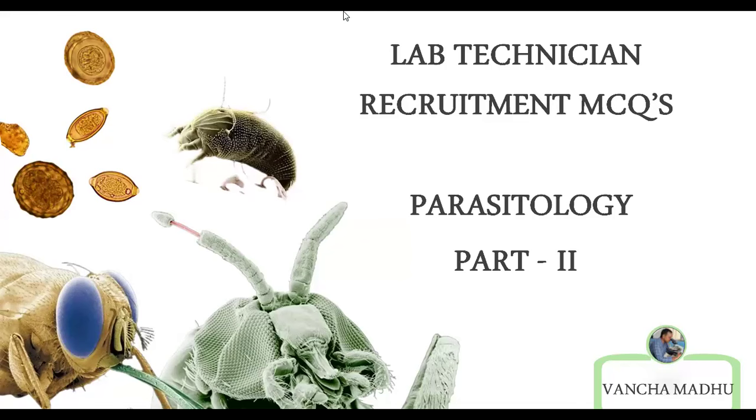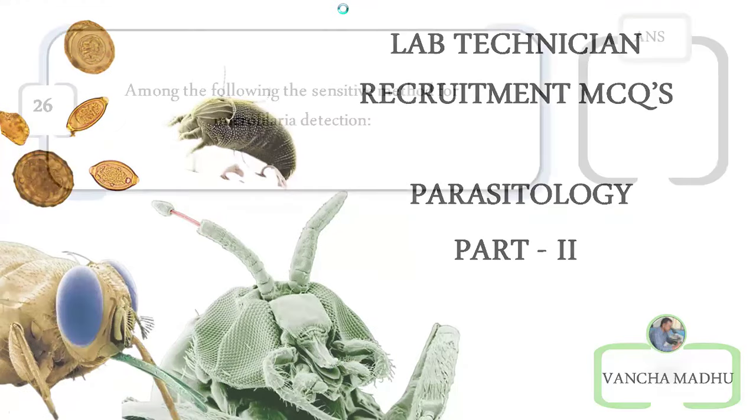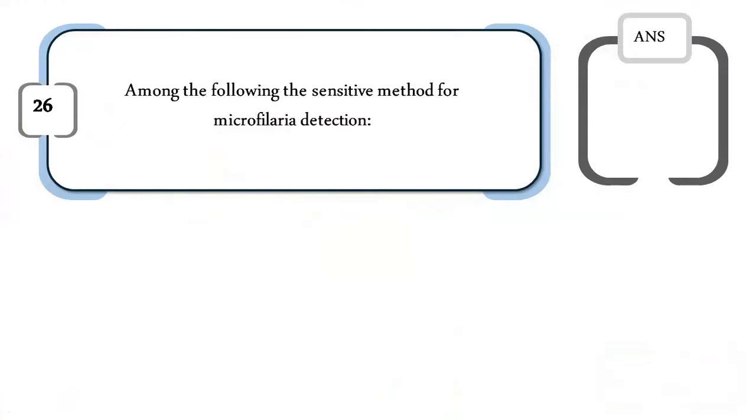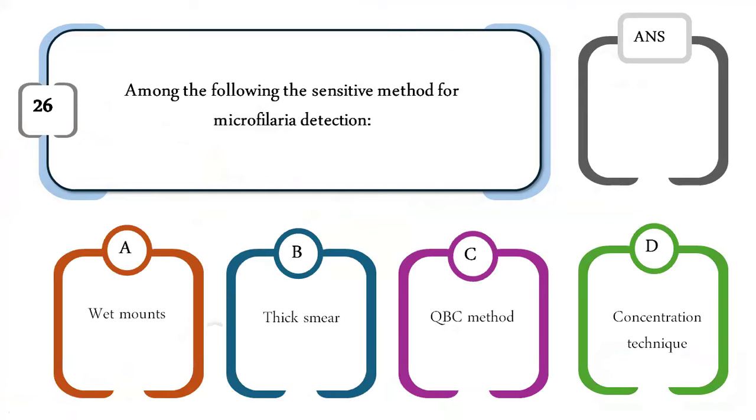In this session, we'll discuss some important parasitology multiple choice questions, part 2. First question: among the following, the sensitive method for microfilaria detection. Option A, wet mounts. Option B, thick smear. Option C, QBC method. Option D, concentration technique. Microfilaria we can see in case of Wuchereria bancrofti infection. So what is the right answer? That is option D, concentration technique.